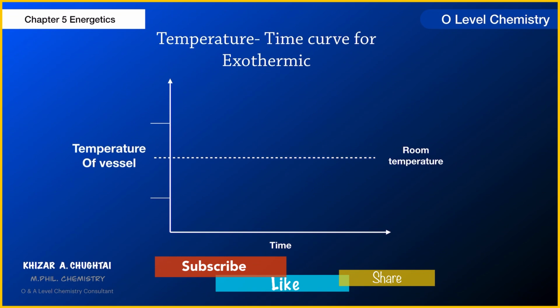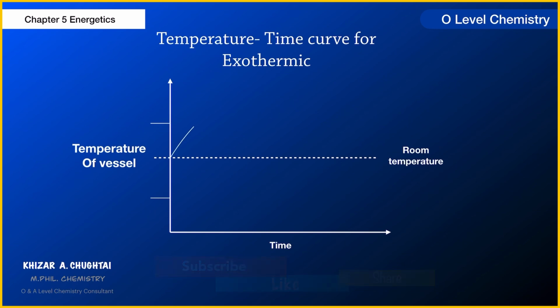Now let's talk about the temperature-time curve for an exothermic reaction. For example, I'm going to measure the temperature of a vessel in which an exothermic reaction is supposed to happen, and we are keeping it at room temperature. What happens with the passage of time? Initially the temperature rises to a certain limit. Then after some time, the temperature decreases and becomes equal to room temperature.